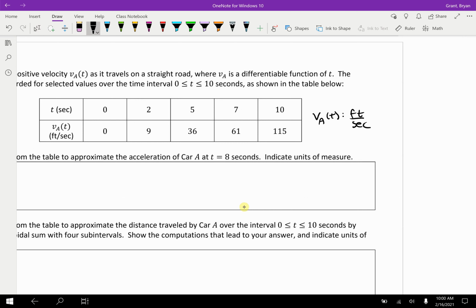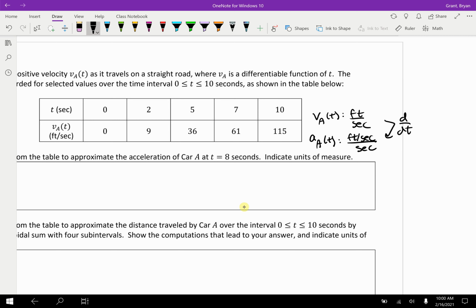If we find the acceleration, which is the derivative of v, then the acceleration of car A will have units of feet per second, velocity, and we're seeing how velocity changes, so over time, feet per second per second. This, of course, is found by doing d dt.